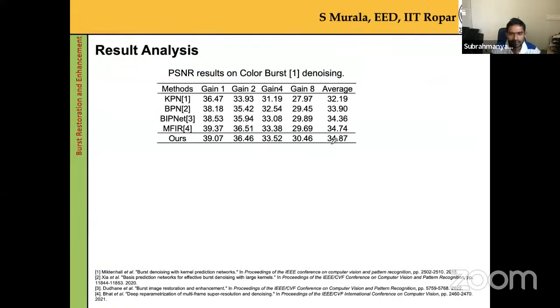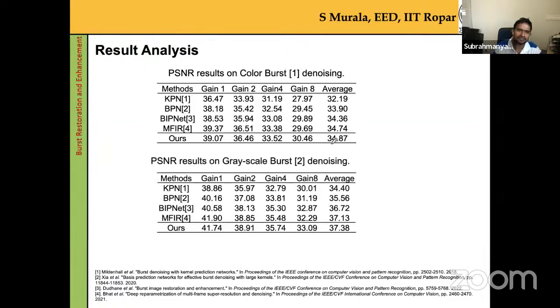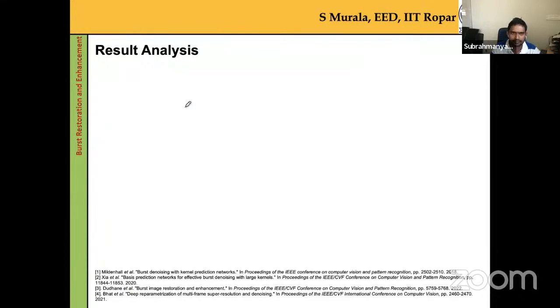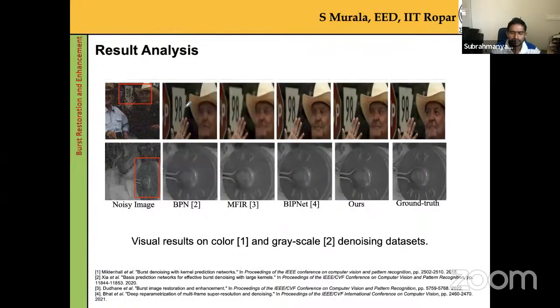Apart from super resolution, we also trained and tested our algorithm on burst denoising. Here again we have compared our method with four benchmark methods published in previous CVPR and IEEE Transactions. These are all the qualitative results.